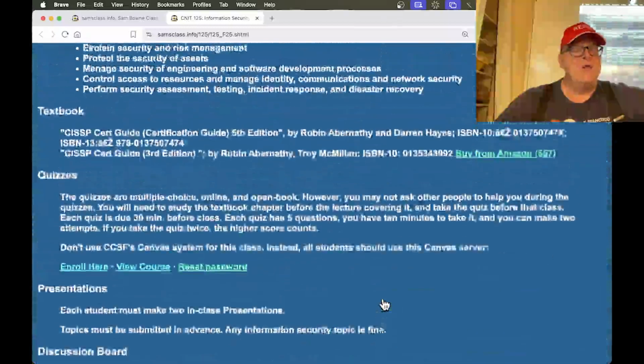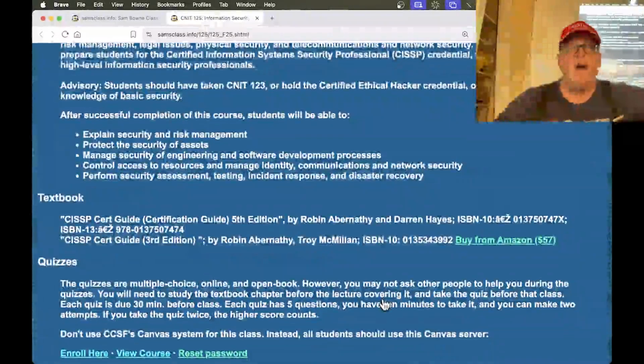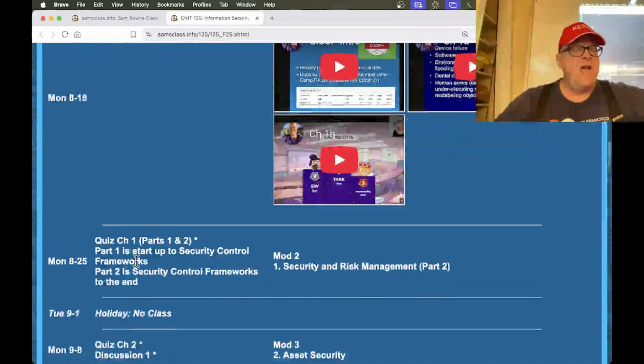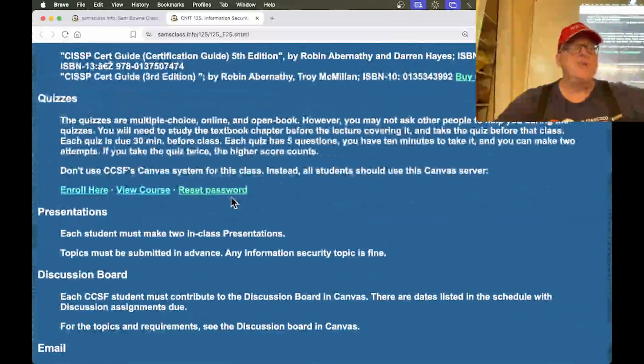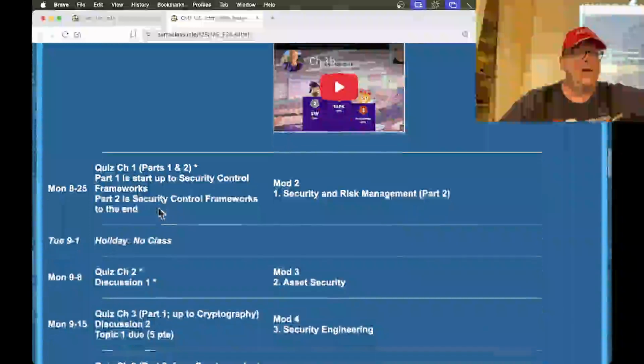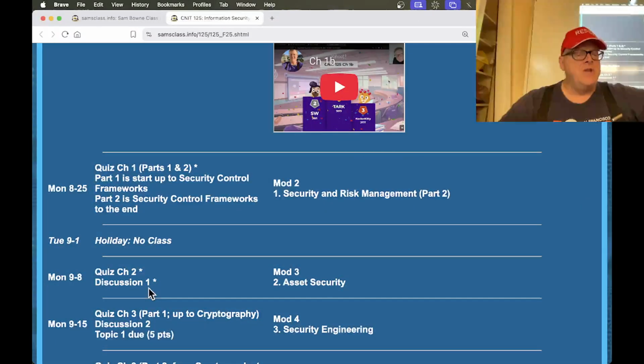And the point is, someone already asked, are there hands-on projects? And there are not. All you do is there are quizzes. They're in the Canvas server, which you'll find up here. It's not the City College Canvas. It's my own server because I don't like the way they run the servers here. So we enroll here, and you'll find quizzes there to take. And there'll be discussions starting in a couple of weeks that you can get points for.